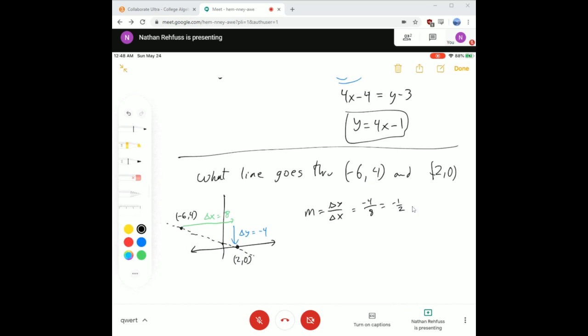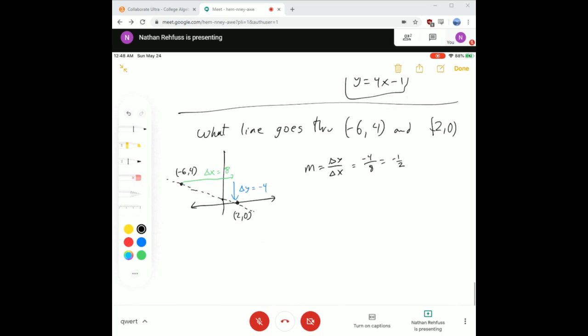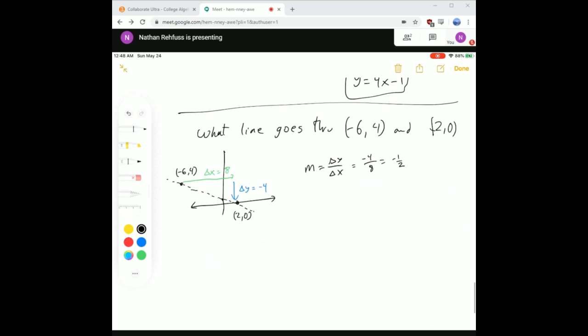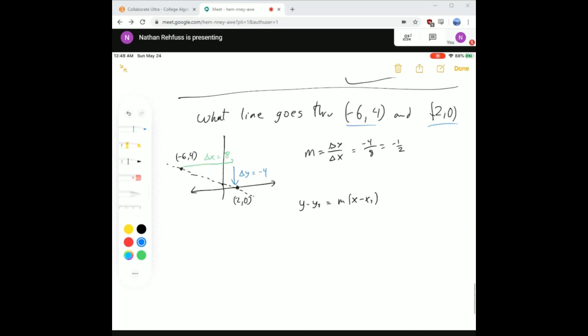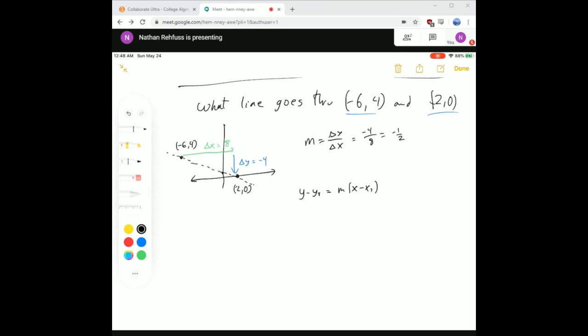So I have a point and I have a slope, but here's the thing, I have 2 points. Oh geez, which one should I use? Here's the hint, it actually doesn't matter. So my equation is y minus y1 equals m times x minus x1. I could use this point or I could use that point. I'm going to use both, to show you why it doesn't matter. Let's try the negative 6, 4.